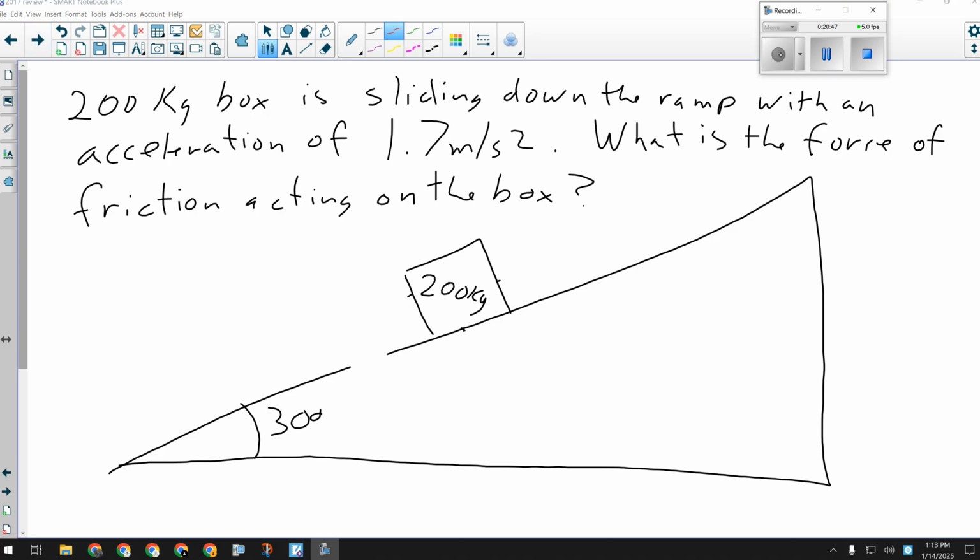If the box is sliding down the ramp, which way is friction acting? Up the ramp. Okay, so I can put the force of friction on here. That's what I'm trying to solve for. I know that the acceleration is 1.7 meters per second squared. What are the other forces acting on the box? Well, in any inclined plane, gravity is pulling the box straight down. So this is going to be 1,962 newtons worth of gravitational force, which is 200 times 9.81.